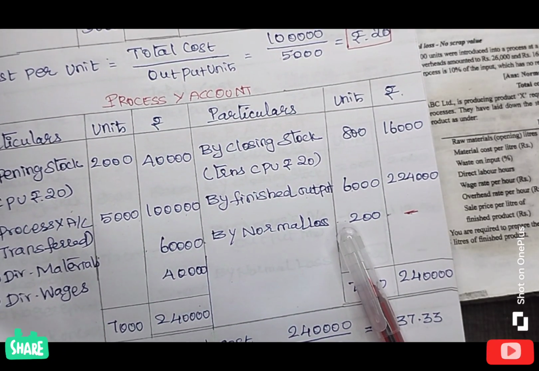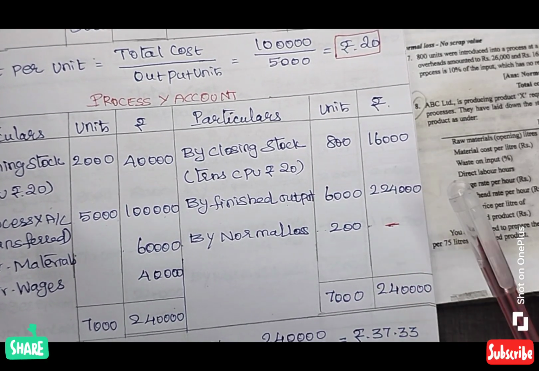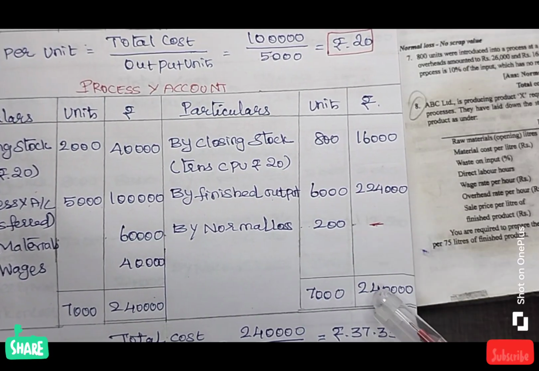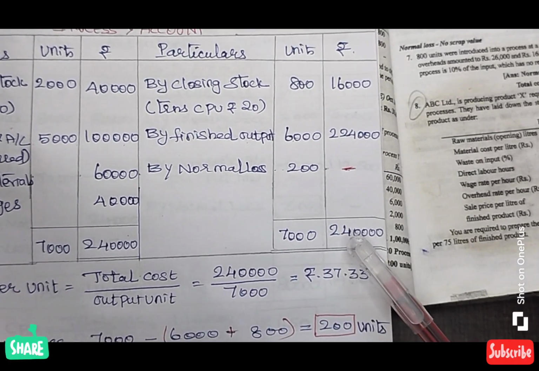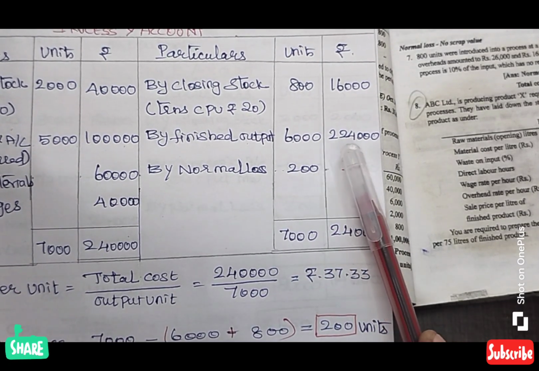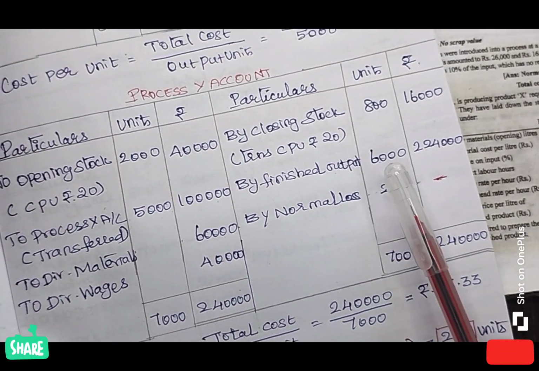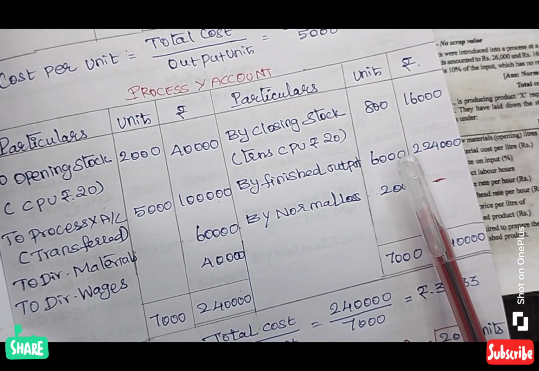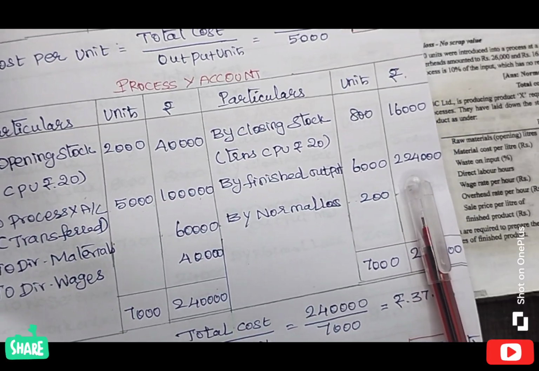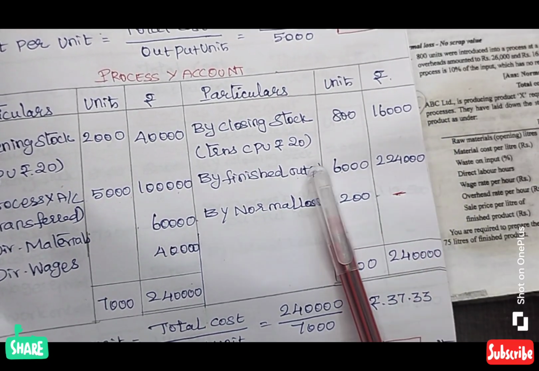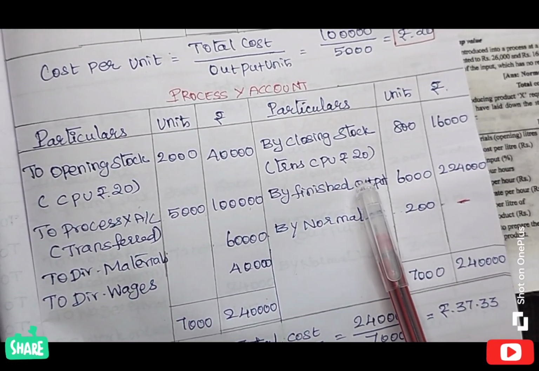Listen here carefully. What is the closing stock cost? 16,000 rupees. Now we are going to find the difference. How do you find it? 16,000 subtracted from 2,40,000 gives you 2,24,000 rupees. Listen, so this is the output: 6,000 units output and 2,24,000 cost at the end of the process. This is the total cost, 2,24,000 rupees. This value you are going to write against the finished stock account.